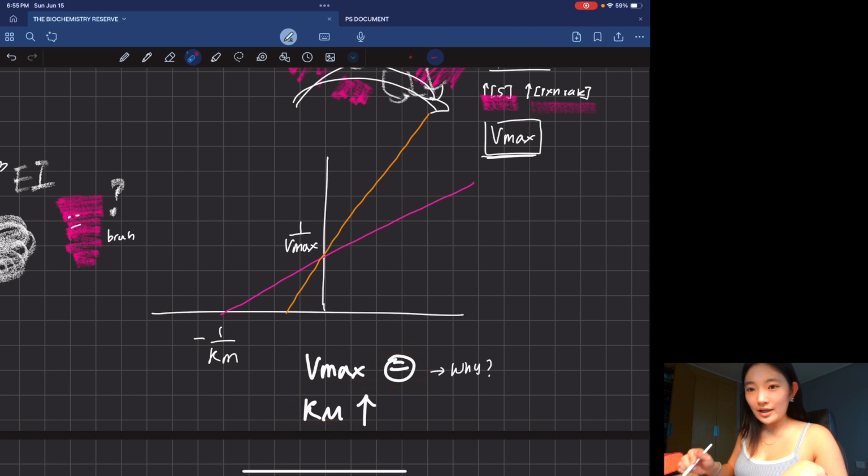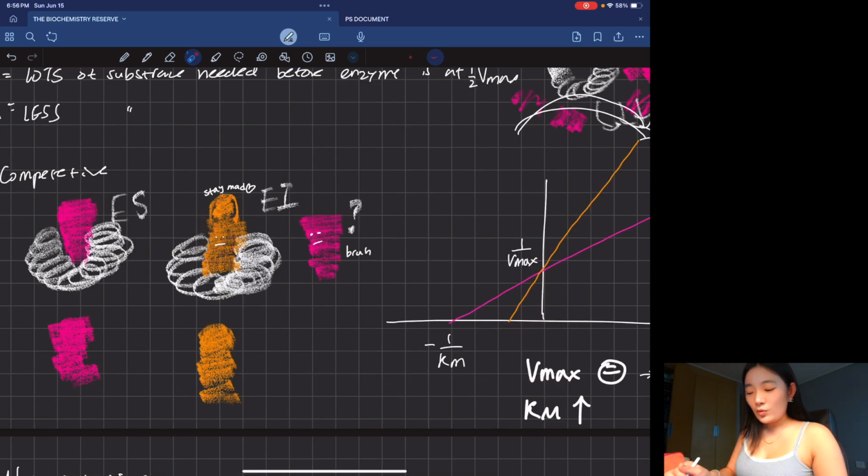So let's first see how that translates into our graph. So Vmax stays the same, i.e. our y-intercept is going to remain the same, whereas Km goes up, right? So it's going to shift this way, right? So this is going to be the reaction scheme of your competitive inhibition. Let's talk about why this happens.